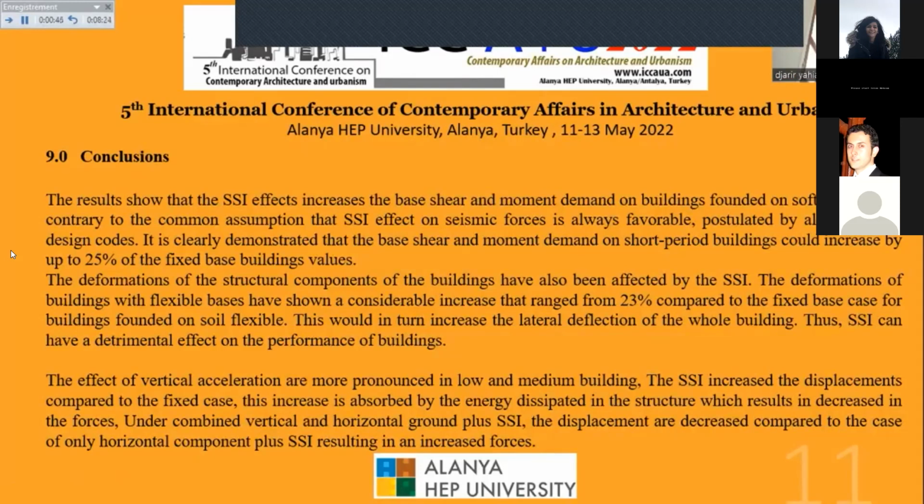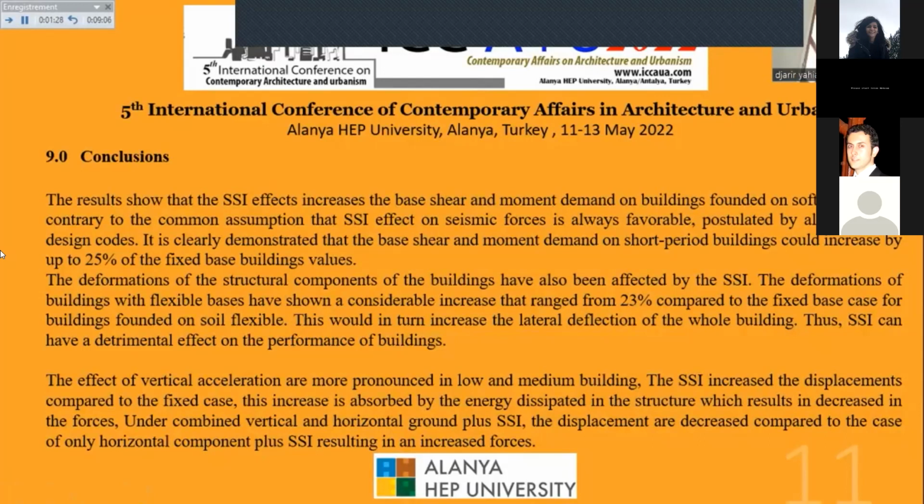The deformations of the structural components of the buildings have also been affected by the SSI. The deformations of buildings with flexible bases have shown a considerable increase, up to 23% compared to the fixed base case, for buildings founded on flexible soil. This would in turn increase the lateral deflection of the whole building. Thus, SSI can have a detrimental effect on the performance of buildings.